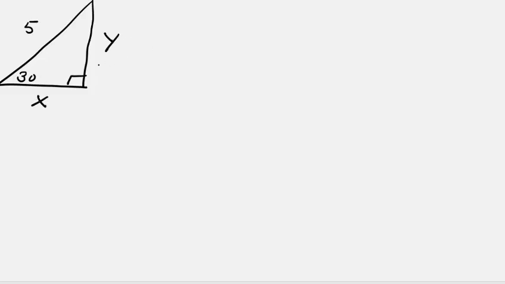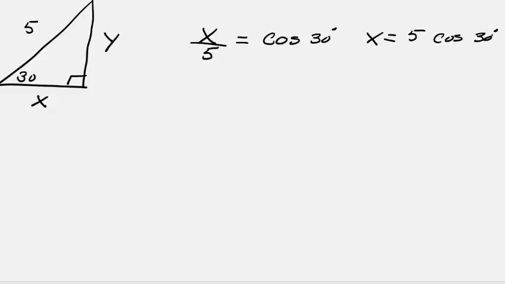Well, to find out what x and y are, by using trigonometry, we can say that x over 5, adjacent over hypotenuse, by definition, is equal to the cosine of 30 degrees. So x, bring the 5 up, is equal to 5 times the cosine of 30 degrees. But just a little bit ago, we said that the cosine of 30 is the square root of 3 over 2. So x is equal to 5 square root of 3 over 2.